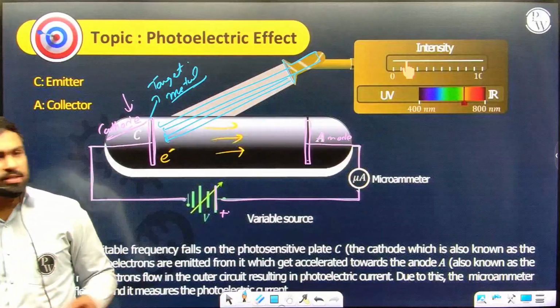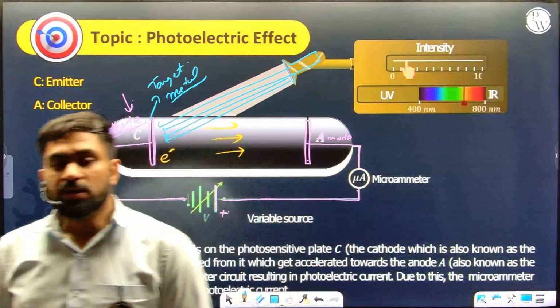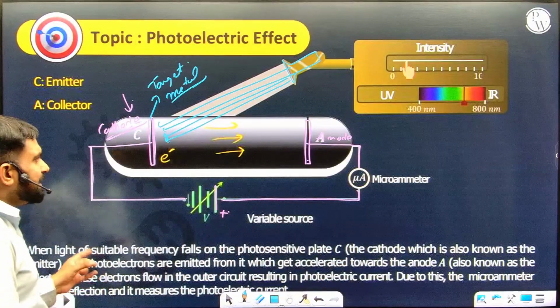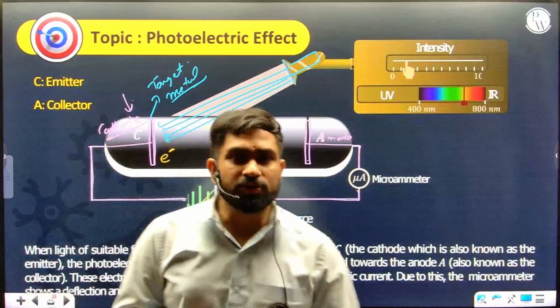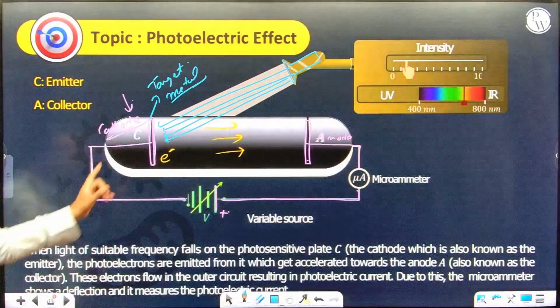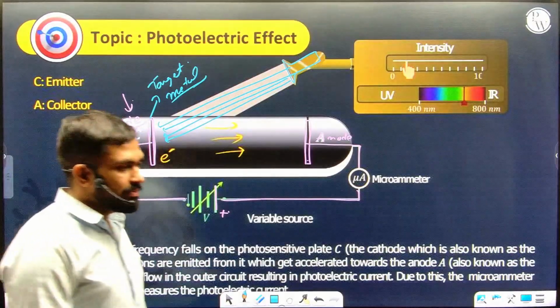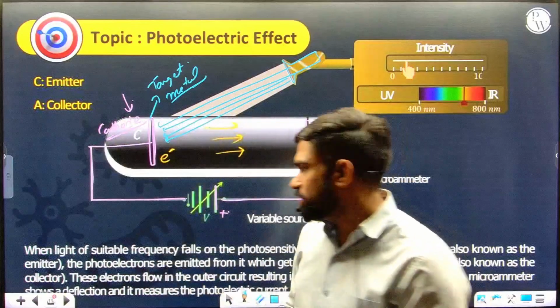If the current is there, now there are devices which can measure the presence of that current. So with the presence of current, I can get the idea that there are some electrons flowing, and these electrons basically are coming from this metal. And how did it come from the metal? Because of photoelectric emission.